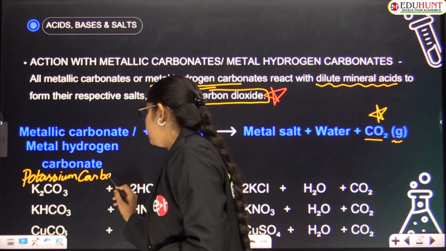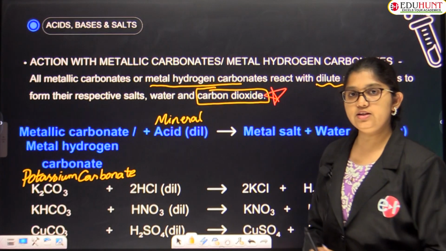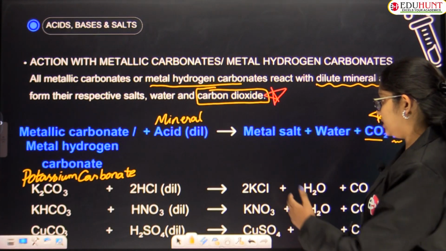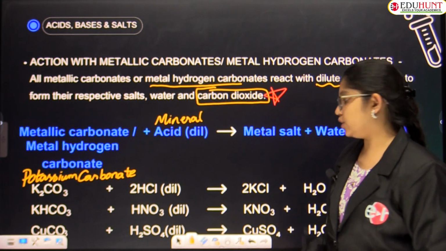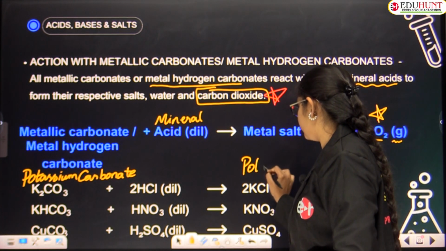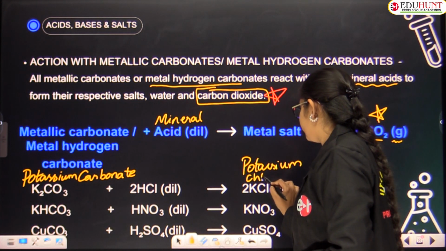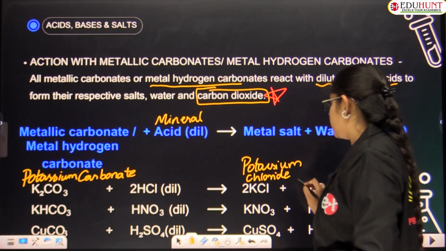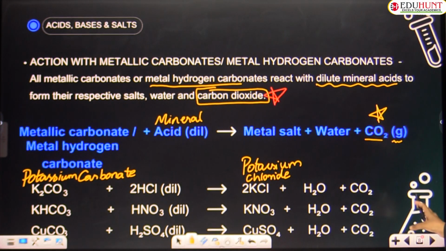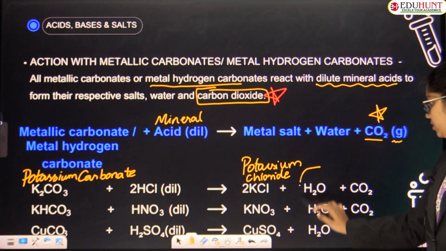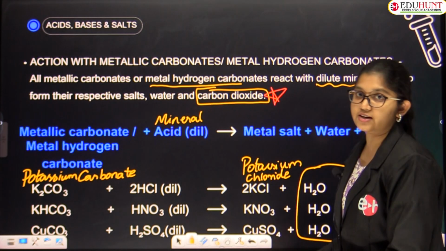Potassium carbonate. Fine, good. Now, we know what 2HCl is. HCl means hydrogen chloride. Now, what is KCl? Potassium chloride. Very good. Now, H2O means water molecule. Very good. CO2 means carbon dioxide. So, these two are common, children. These two are common products in all the reactions, okay?